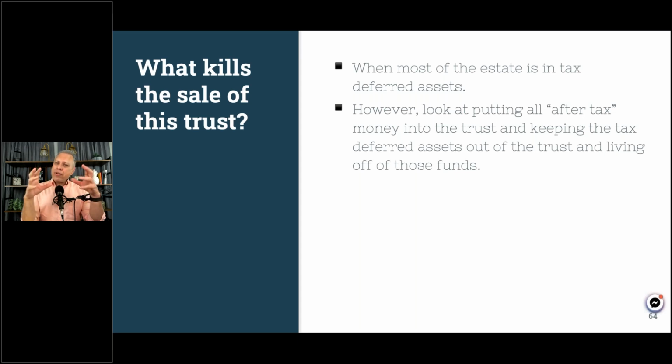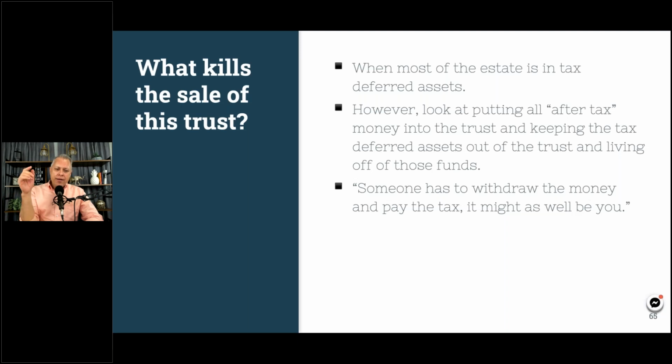However, if it's not everything, let's use the $1 million example. If they're comfortable with keeping out 300 or $400,000, and 300,000 of that is in IRAs, fine. Keep the IRAs plus another $100,000. Put everything else in the trust. Keep your IRAs and start living off of your IRAs. And they're like, oh, but there's taxes. I tell them, yes, when you start drawing that out, there's going to be taxes, but someone has to withdraw the money and pay the tax. It might as well be you. With the new tax laws, the most we can typically do that is about 10 years.